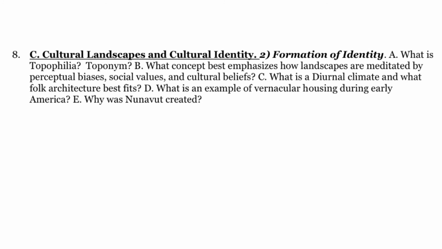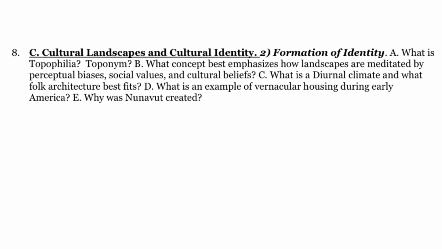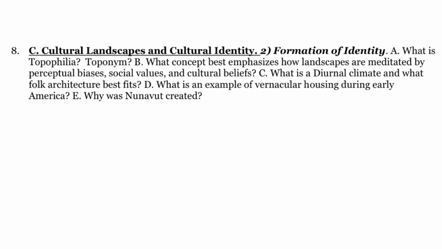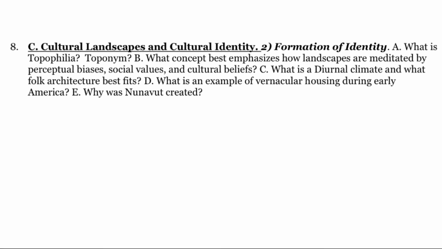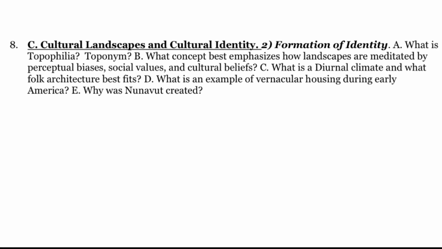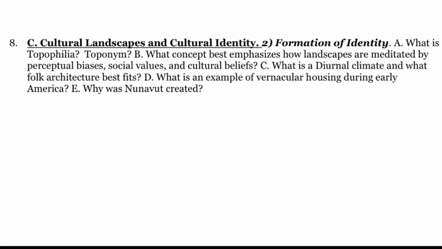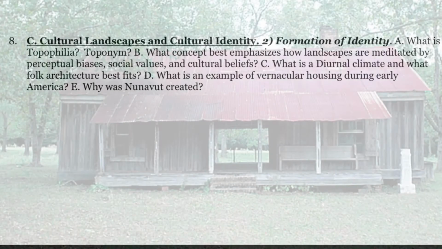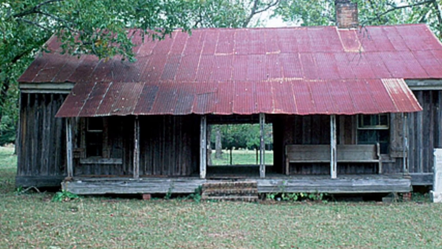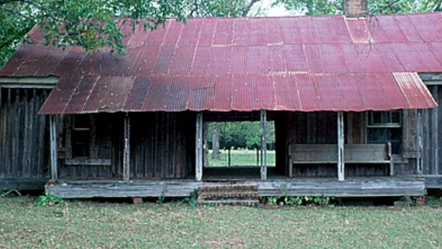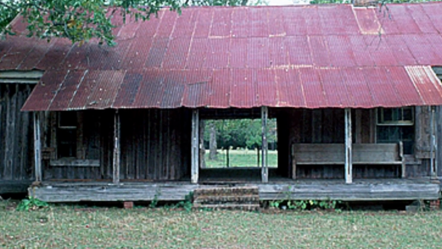Letter D, what is an example of vernacular housing during early America? So we're looking at like the 1900s, what is an example of a vernacular housing? Remember, vernacular housing is one that's specific to a culture. It kind of represents their lifestyle. The example I'm looking for here is the dog trot house, the one that has a breezeway in the middle where people can hang out.